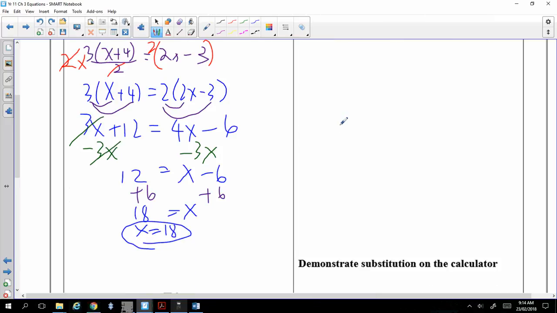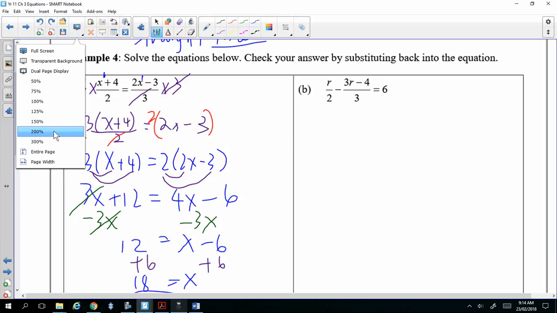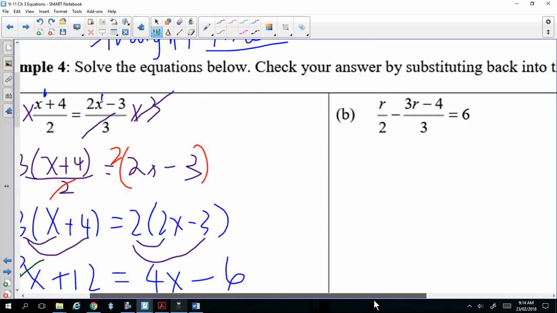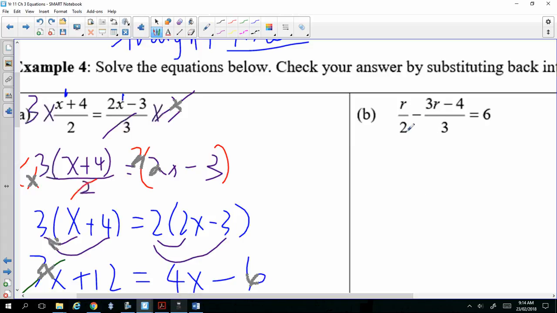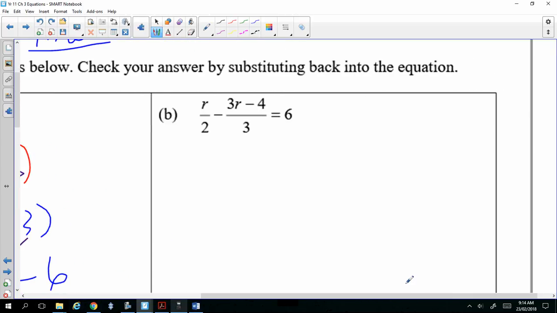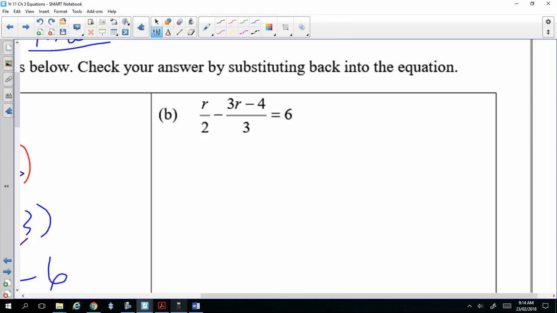Alright, any question? Let's try the second one, part B. Now, part B and A are slightly different, where you have both fractions on the same side, whereas this one's on both sides. You can just get rid of the 3 and 2. So this one, what you do is you make a common denominator, just like with algebraic fractions. So you times by 3 and times by 2. Whereas the other one, you get rid of the denominator. This one, you make a common denominator.